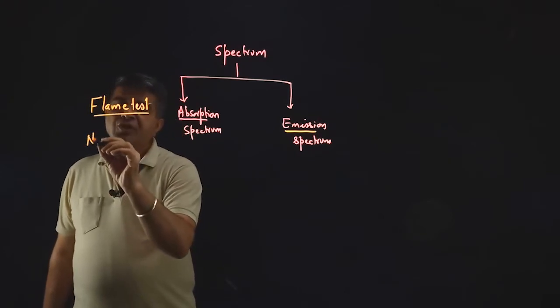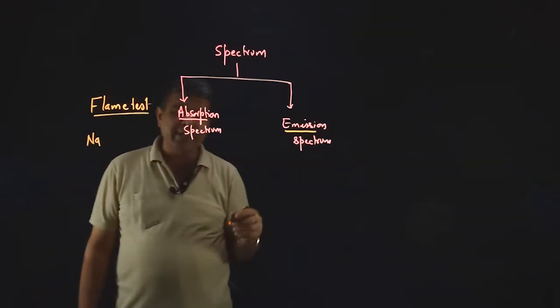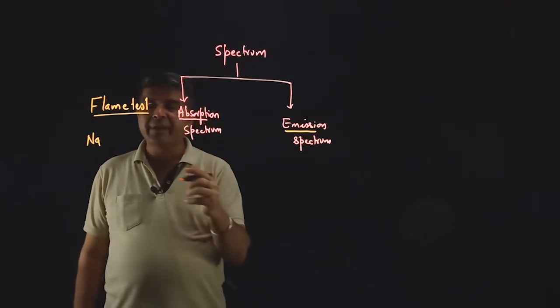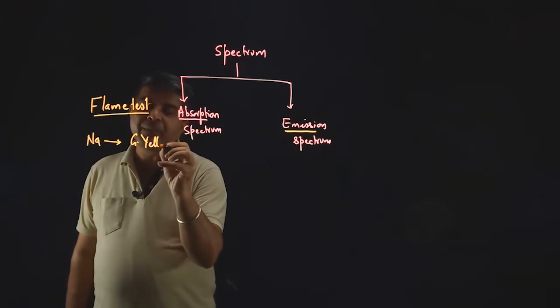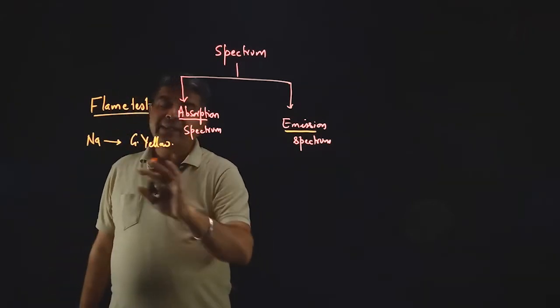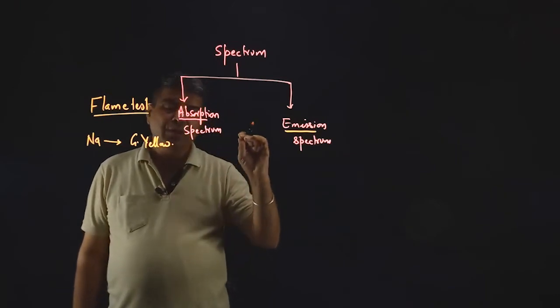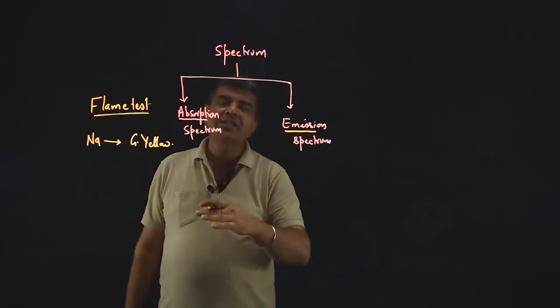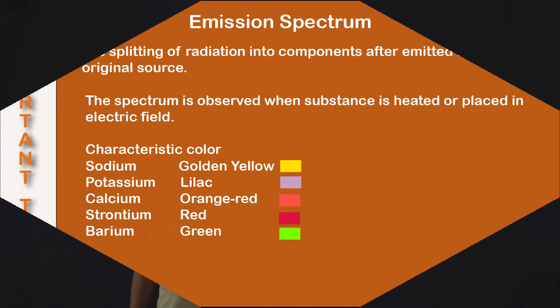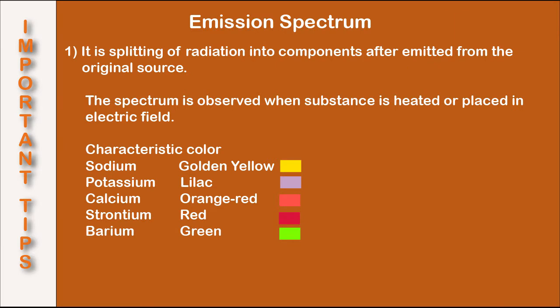Now when we heat sodium or a salt of sodium, it can be sodium chloride, it can be sodium nitrate, it would give a golden yellow color flame. That golden yellow color emitted, if it is passed through a prism, would give a spectrum, and that spectrum would be termed as emission spectrum. So let's sum up. On your screen you can see the definition of emission spectrum and the characteristic flames of different metals. You can jot it down or you can take a snapshot.